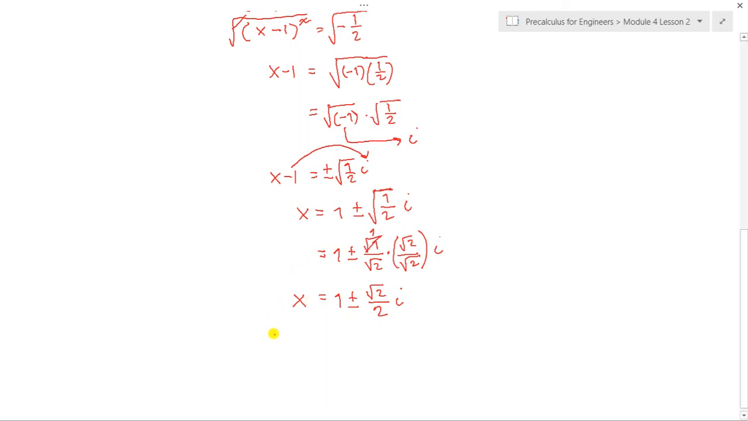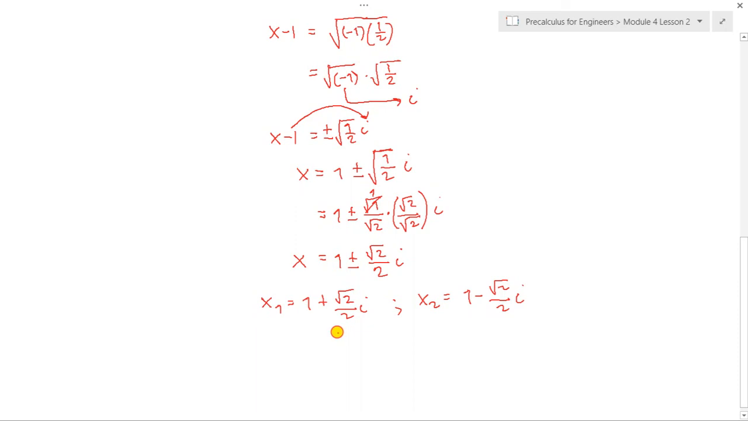The first one is 1 plus square root of 2 all over 2i. The second one, x sub 2, is equal to 1 minus square root of 2 all over 2i. Okay class, our solutions here are both complex numbers. So unsa din ni siya? Anong ibig sabihin ng complex number?